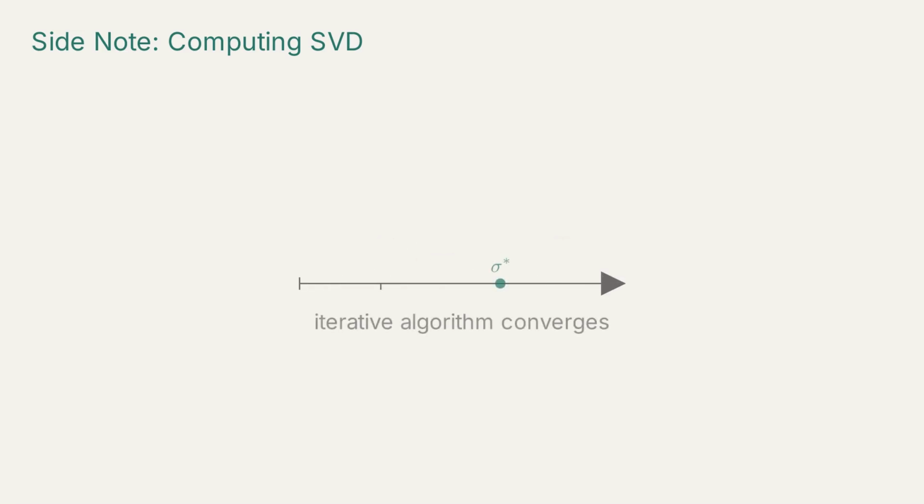However, finding these eigenvalues requires solving a polynomial equation of degree n. For n of 5 or higher, there is no closed-form solution. So in practice, SVD uses an iterative algorithm that converges toward the answer rather than computing it exactly.